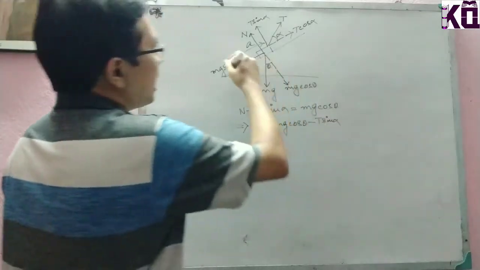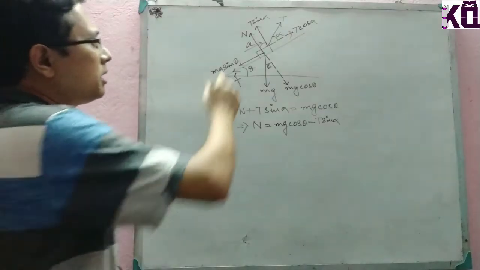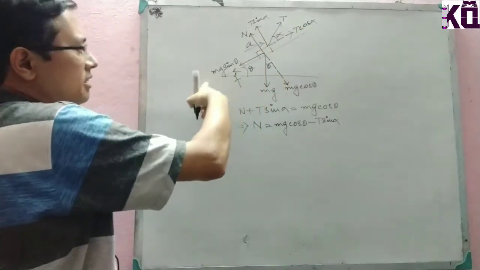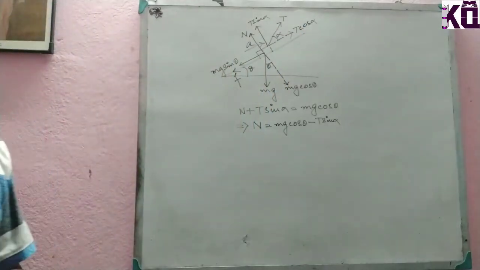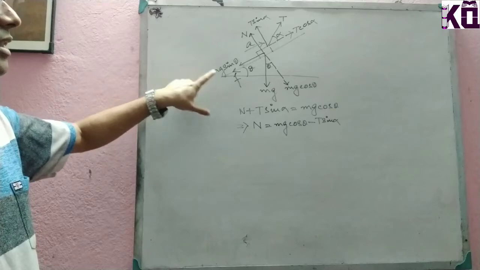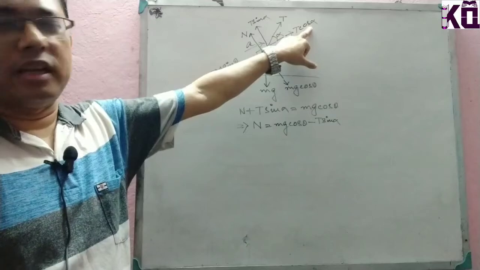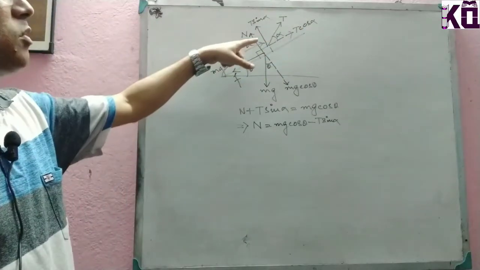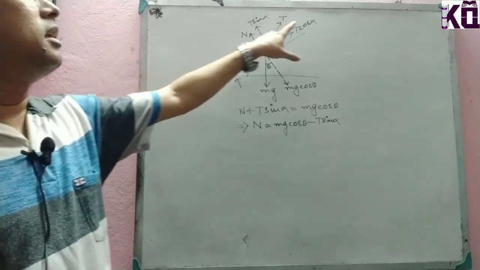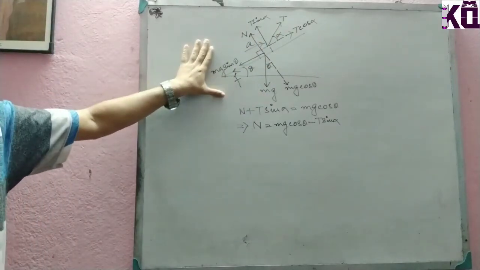And along the direction of the inclined plane, what will happen? There is an acceleration in the upward direction. So T cos alpha must be greater than the summation of mg sin theta and F. In the downward direction of the inclined plane there are two forces, mg sin theta and the frictional force F, but in the upward direction there is T cos alpha only. As there is acceleration of the body upward, T cos alpha must be greater than the summation of mg sin theta and the frictional force F.